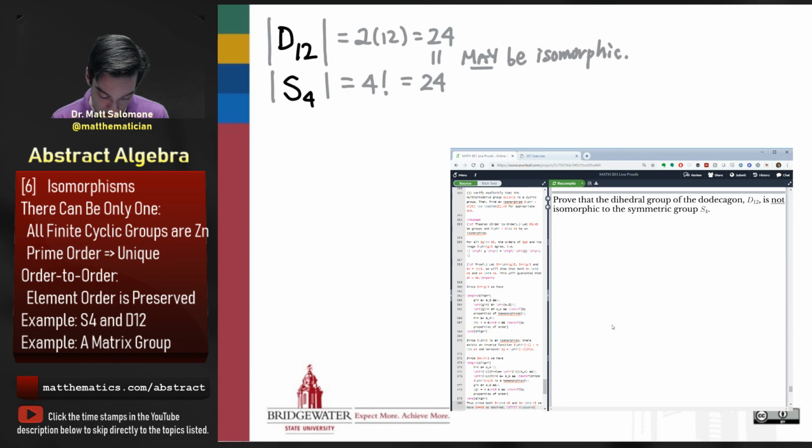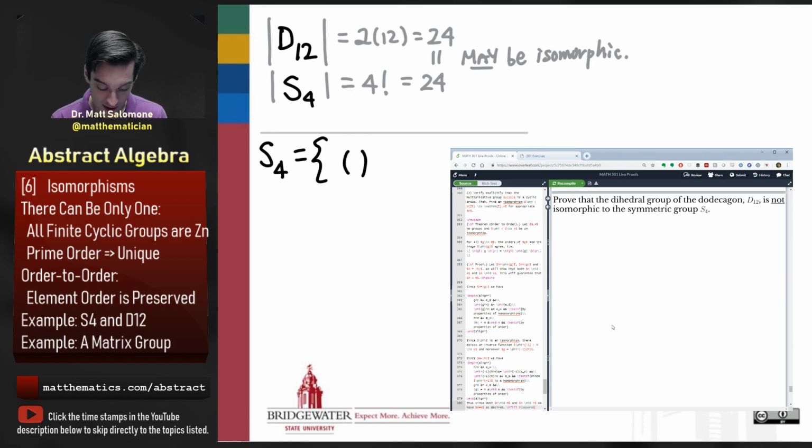So let's get up close and personal with D12 and with S4 for a minute. Let's start with S4. What are the elements of S4 going to look like? Well, these are all going to be permutations on 4 symbols. And we know that every permutation can be expressed as a product of disjoint cycles. So we can classify the algebraic behavior, in particular the order of these elements, by the types of cycles, by the lengths of the cycles that compose together to make them up.